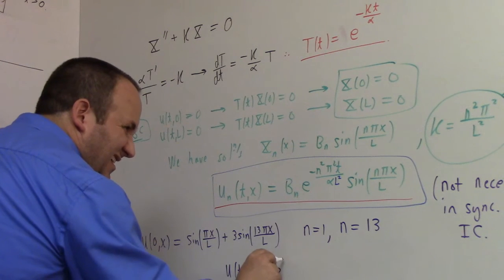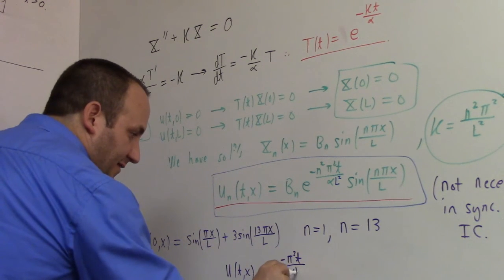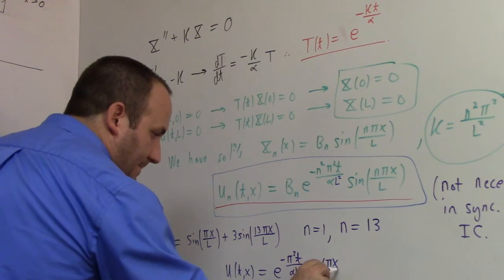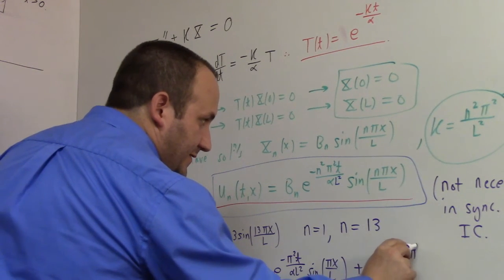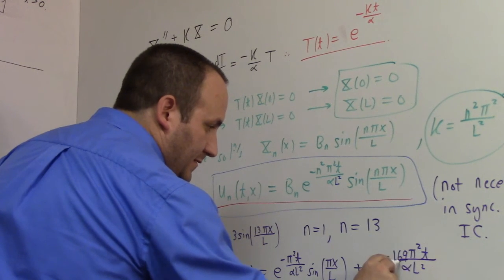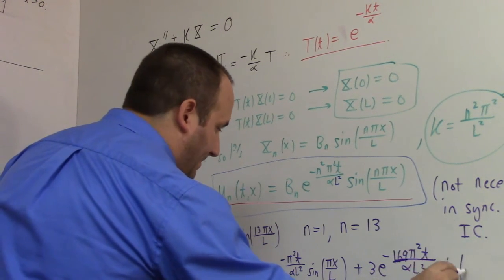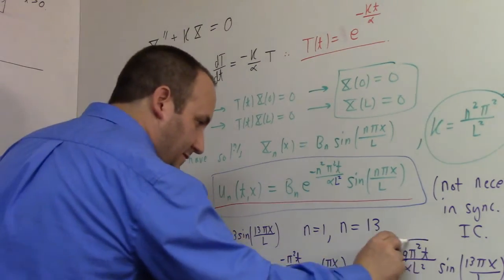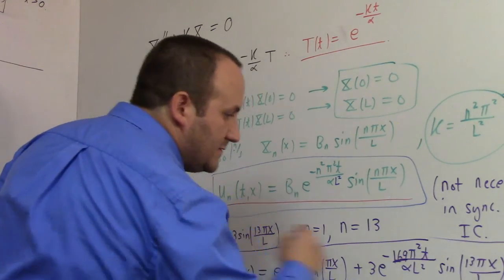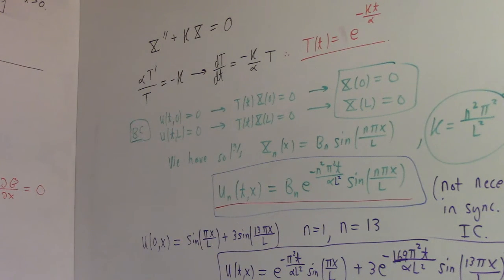This will work: e to the minus pi squared t over alpha L squared, sine of pi x over L, plus 3 e to the minus 169 pi squared t over alpha L squared, sine of 13 pi x over L. And there you go, that's a solution. That's a solution to the boundary conditions and that initial condition. And that will describe how the temperature on this rod evolves as you let time flow away from that initial condition. That's nice. And as time goes to infinity, what you think should happen happens.